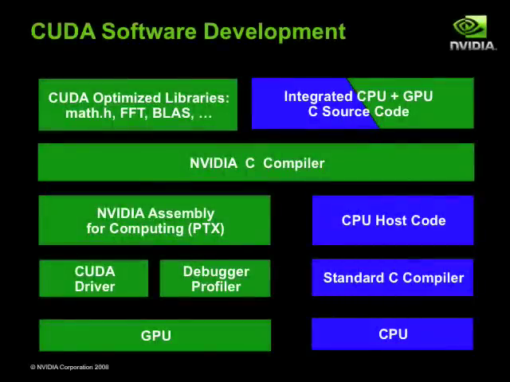CUDA is a heterogeneous programming environment where both CPU and GPU are used by an application. The developer can write a single source file containing both CPU and GPU code, where the CPU code can leverage a variety of CUDA-optimized routines, such as those found in the BLAS and FFT libraries. The NVIDIA C compiler is a compiler driver that splits the GPU code from the CPU host code. The CPU code is compiled by the native host compiler, and the GPU code is compiled into PTX, or Parallel Thread Execution object code.